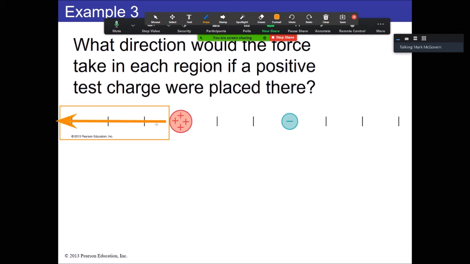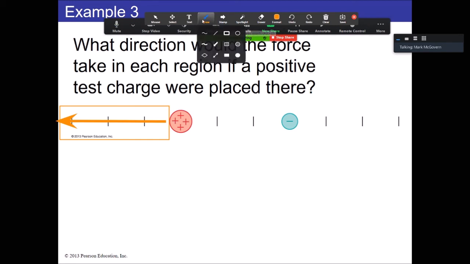If you put a positive charge anywhere in this region, it's always going to be repelled. It's always going to fly to the left. Because again, there may be a little bit of attraction from this one, but it will never be greater than the positive charge here.